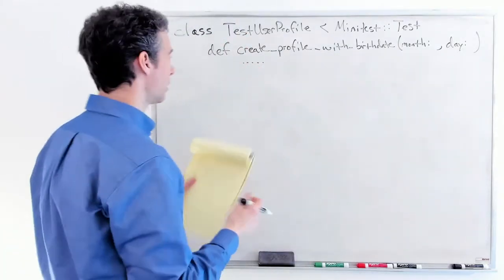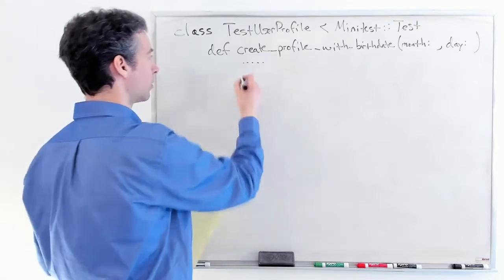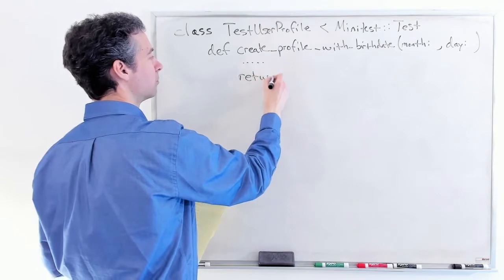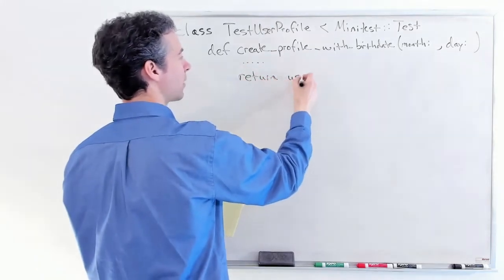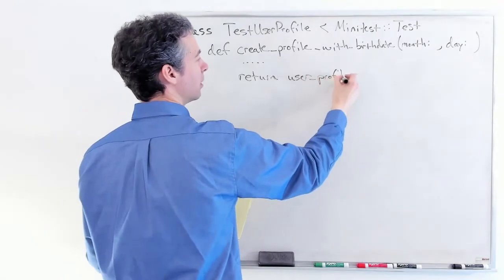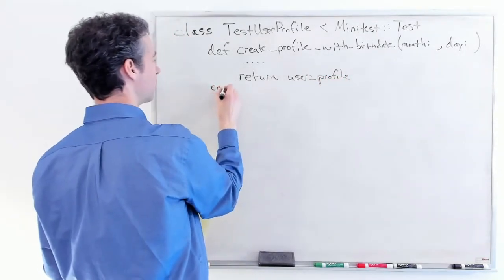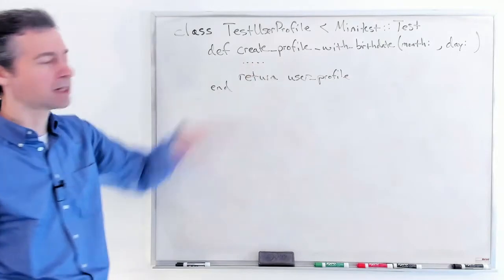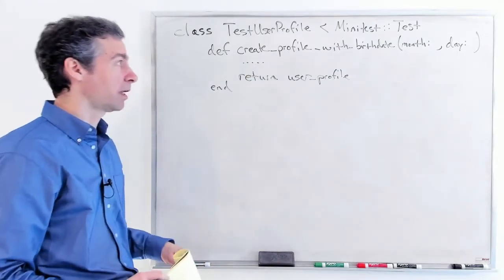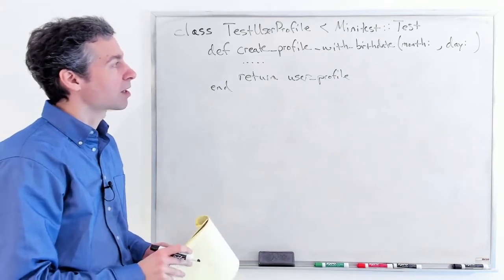Wonderful. And then I'm going to go ahead and return. Let's say I've set it up, and so I have some variable user profile here. So I return the user profile that I've created. I'm just leaving out that code because we don't need to see me make a bunch of calls to a class to set up its birth date.